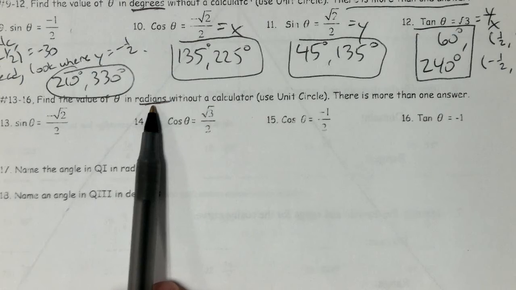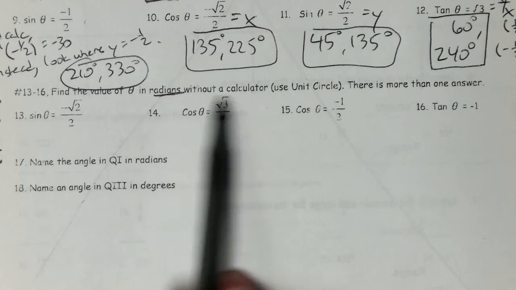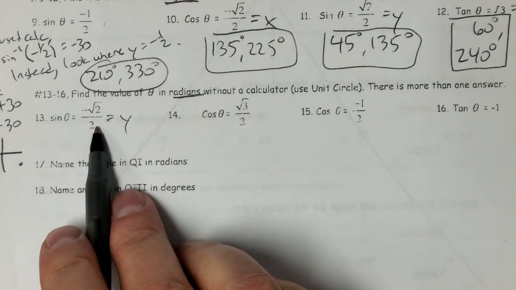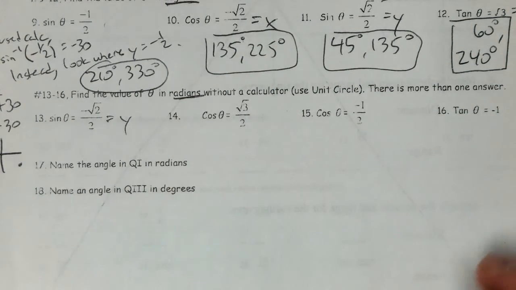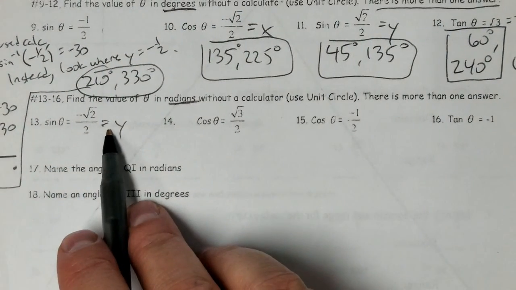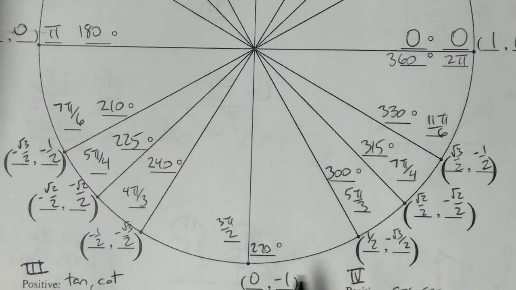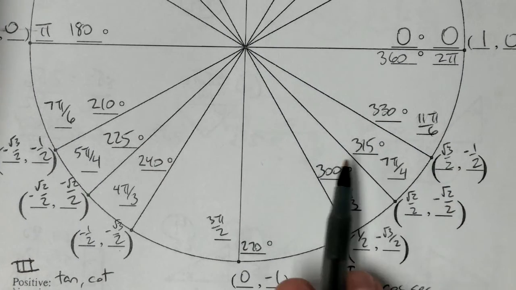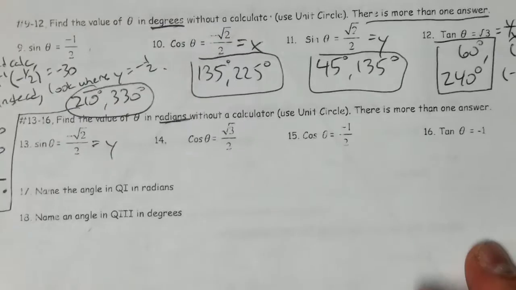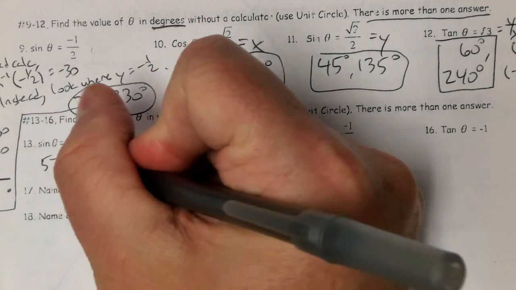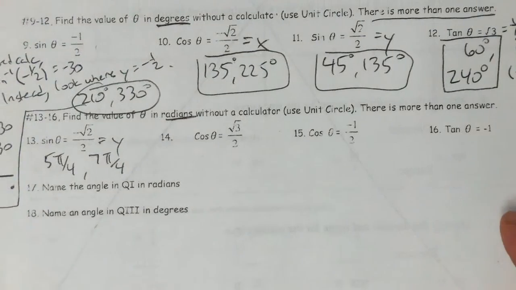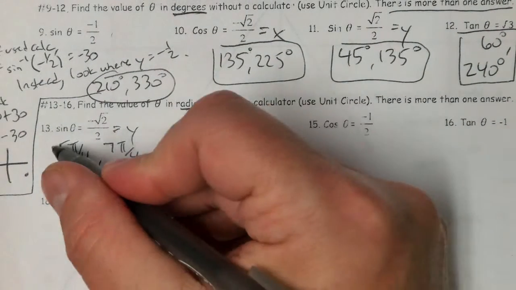Find the value in radians without a unit, without a calculator. This one is where y is negative square root of 2 over 2. So, for this one, it's downstairs, so to speak, and so this would be 7 pi fourths and 5 pi fourths.